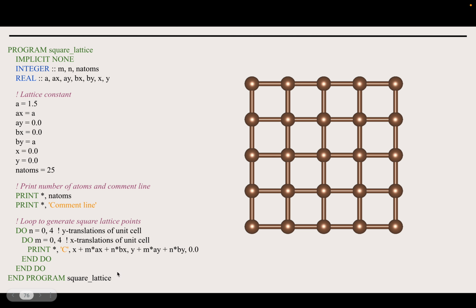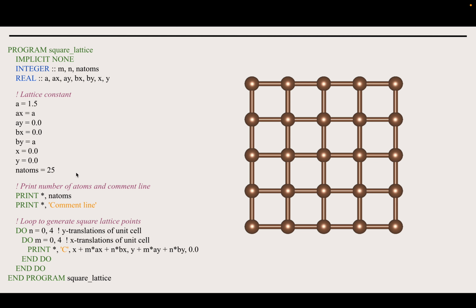Also, I have to mention that our do loop starts from 0 to 4, and this one is also from 0 to 4. How many numbers is 0 to 4? That means 5 numbers. And here 0 to 4 is also 5 numbers. So as it is a square lattice, 5 along x and 5 along y will give us 25. So that's why the number of atoms is 25.